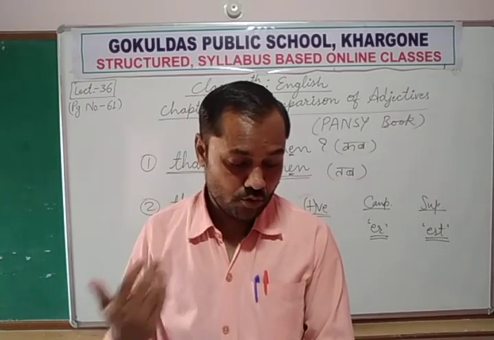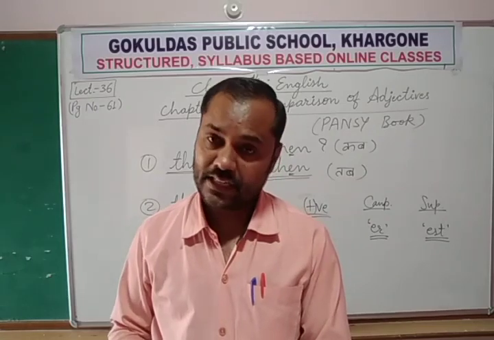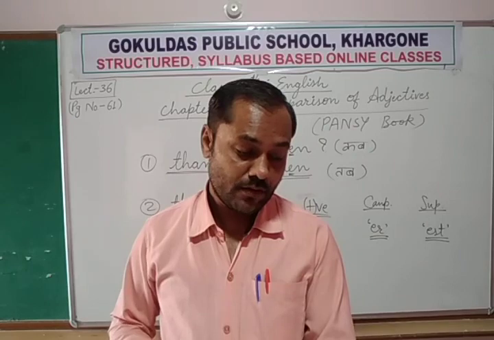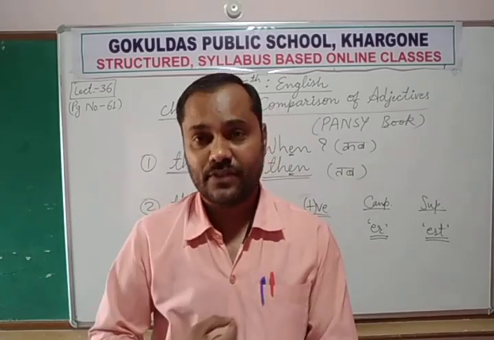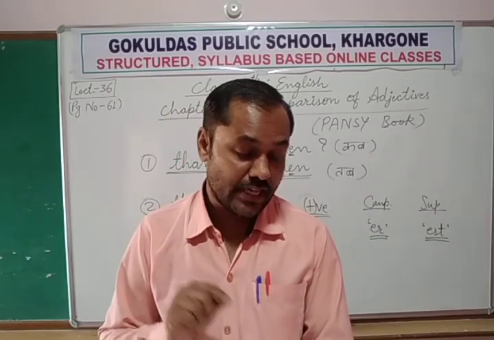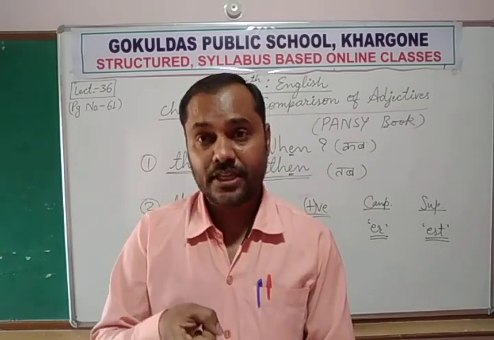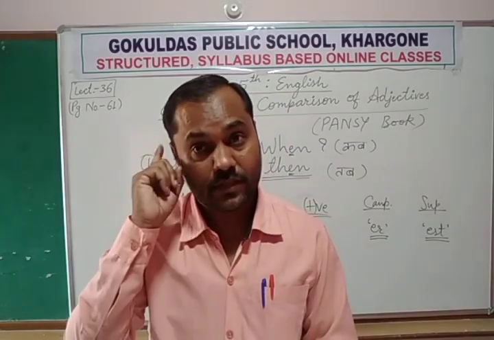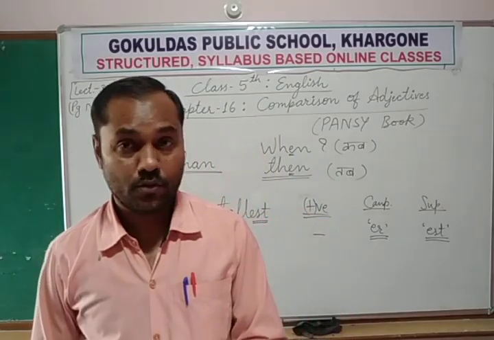Second thing, how to make this? The second thing is also by adding er and est in the same way, but what is the difference? In some words we double the last letter of the spelling. The last letter of the word, just like big, so g is doubled, double g is used, then we add er and est. That you need to remember, you need to memorize, because this spelling you need to learn only.